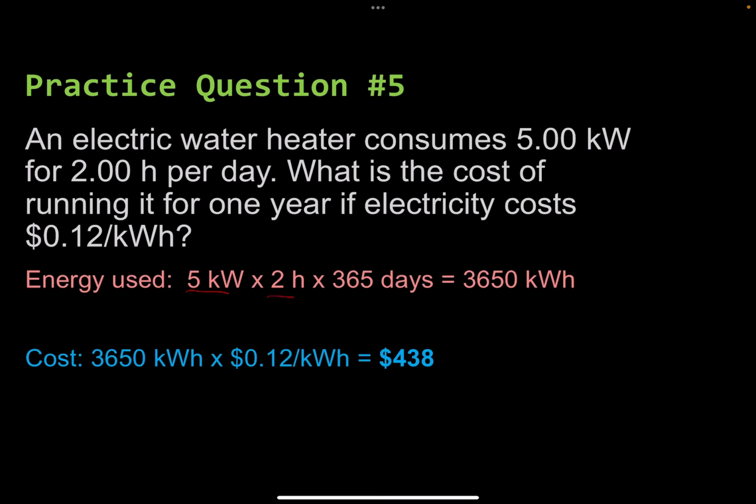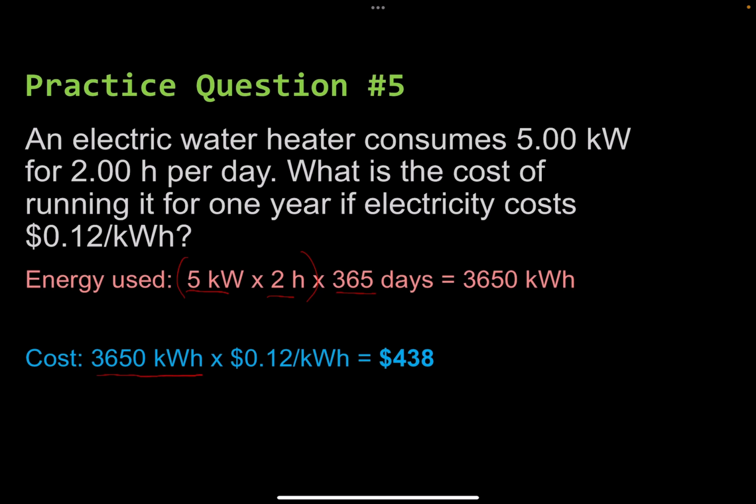So for your energy used, we already have kilowatts. We're going to multiply that by 2 hours, and then multiply that by 365 days. You could also get the kilowatt hours and the cost and then multiply by the days. Because we're multiplying here, the order of operations doesn't actually matter as long as we're putting things in the right units.